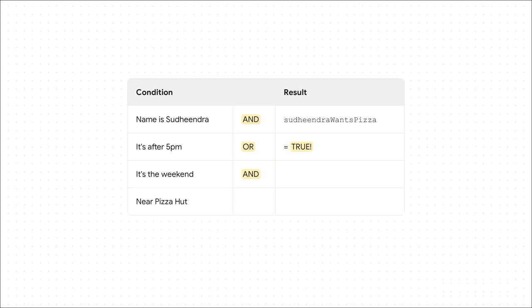Let's take a complex human decision, like deciding if you want pizza. You can actually model that with Boolean logic. Let's say a program needs to figure out if Sudendra wants pizza. The logic might look something like this. If your name is Sudendra, and it's after 5 p.m. or it's the weekend, and you're near a Pizza Hut, then the answer is true. It might seem silly, but honestly, every single app on your phone is just running much more complicated versions of this exact kind of logic all the time.